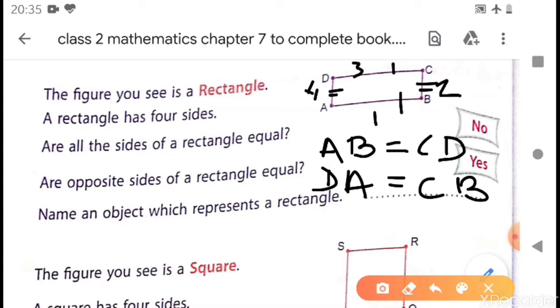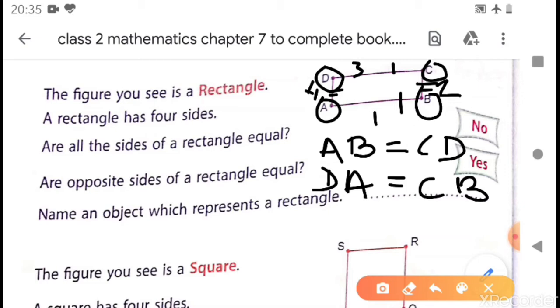So in a rectangle there are 4 sides, and since there are 4 sides there are 4 points. Points are where the 2 lines meet. So A, B, C and D. These are the 4 points. So in a rectangle there are 4 sides and 4 points, and the opposite sides of a rectangle are equal.